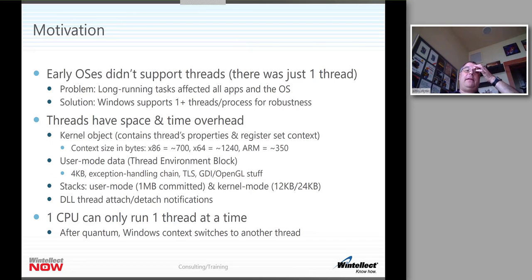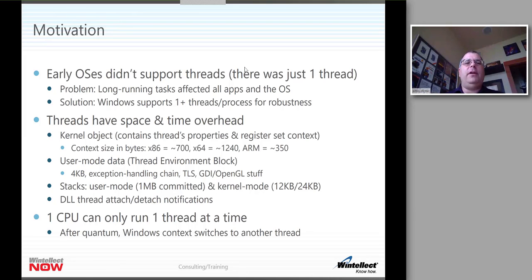All right, now the next thing to realize is that threads have both space and time overhead. When you create a thread in the operating system, there is a lot of memory that's allocated. That's what I mean by space. And there's also a lot of CPU time that's required in order to allocate all that memory and to initialize it. Specifically, when you create a thread, the operating system has to create a kernel object data structure.